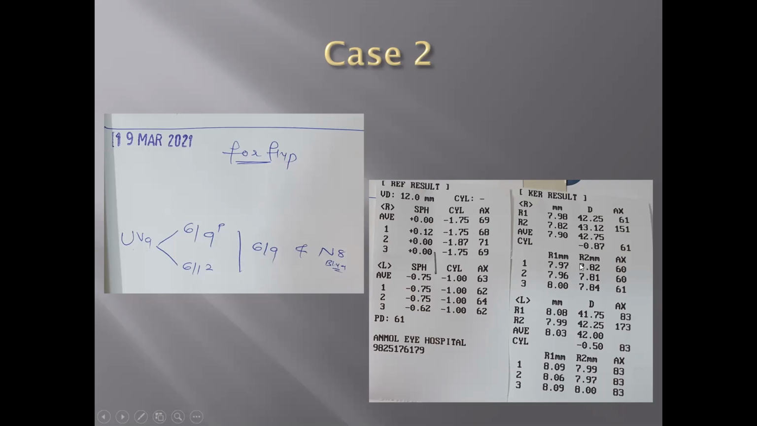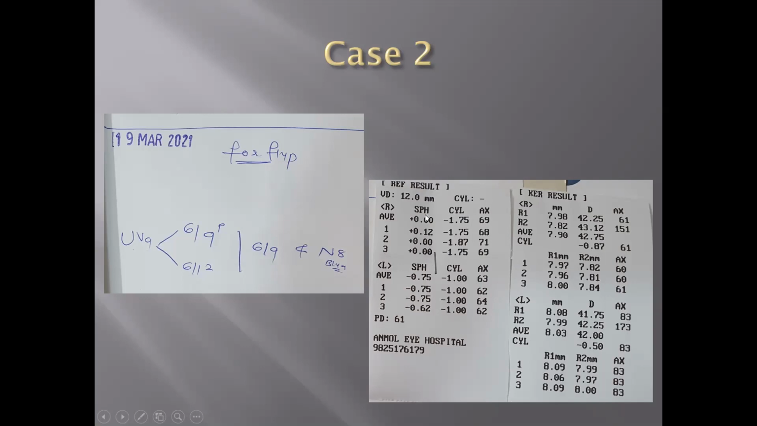But still the keratometry readings are not matching with the amount of cylinder on the autoref. It is 0.87 at 61 degrees, while in the left eye it's 0.5 at 83 degrees. So the axis is not matching. So for this, the axis in the right eye especially, the one axis is in focus, it is 0, 0.